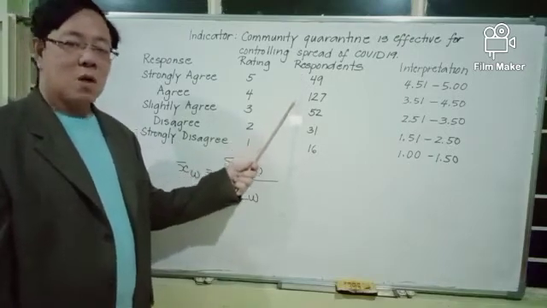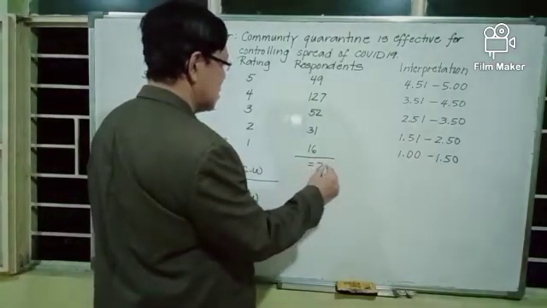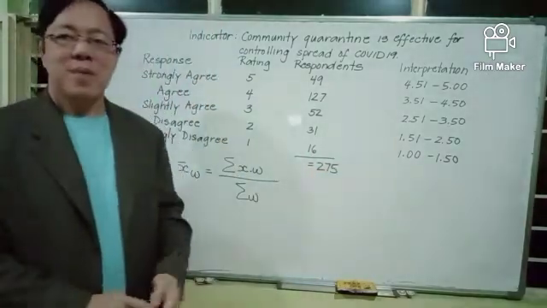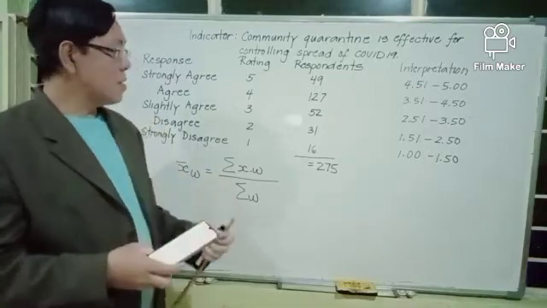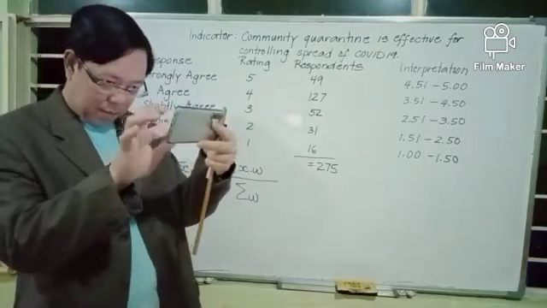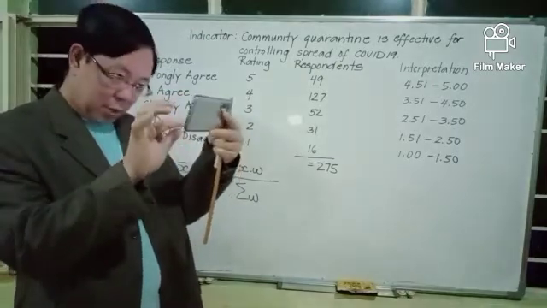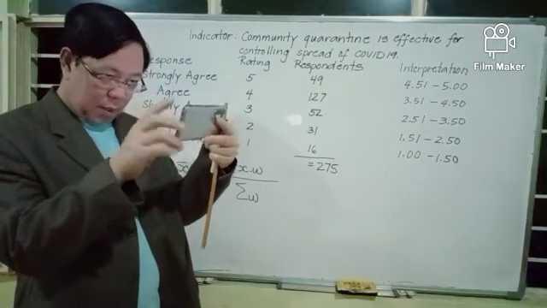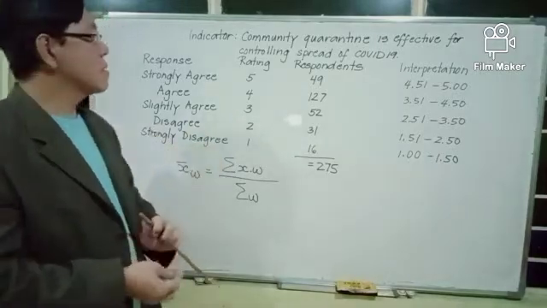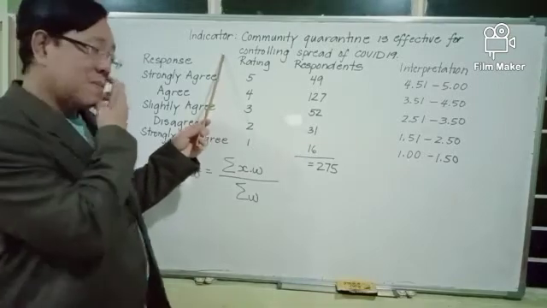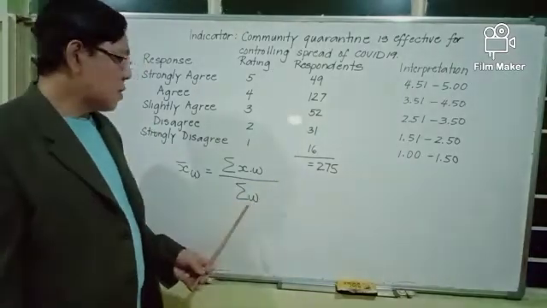The total number of respondents is the sum of the numbers in this respondents column. And if you add, the total should be 275. And you can check that using your calculator. Please get your calculator. Let us add the numbers in this column. We have 49 plus 127 plus 52 plus 31 plus 16. And we have a total of 275 respondents who rated this particular indicator for some study. Now, this total number of respondents will be your summation of w.